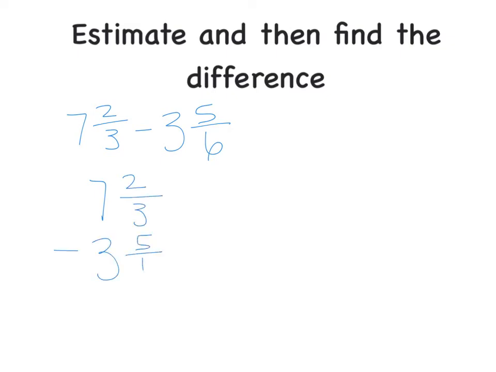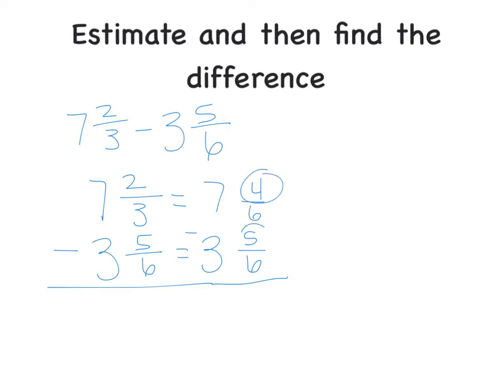And then I need to find a common denominator. So for these two fractions, a common denominator would be 6. So I'm going to rewrite them using the denominator 6. 2/3 is equal to 4/6. Now I can subtract. It's important for subtracting fractions and mixed numbers that we start with the fraction part, because I cannot do 4/6 minus 5/6.